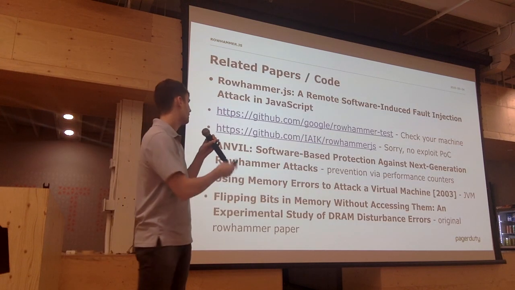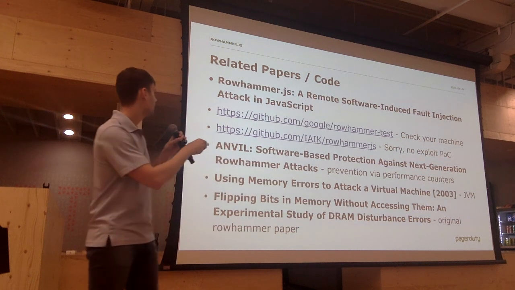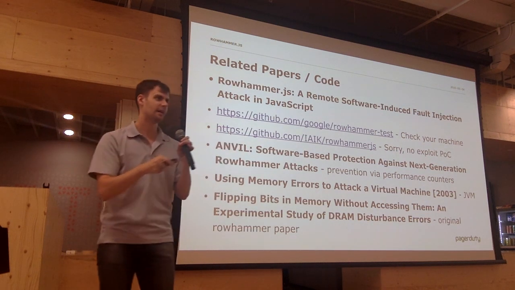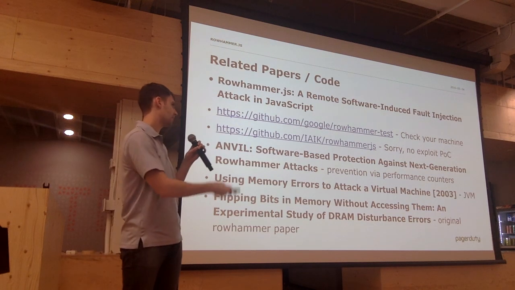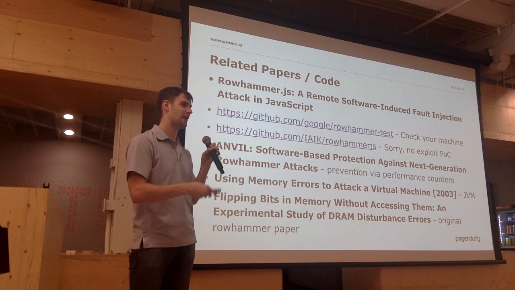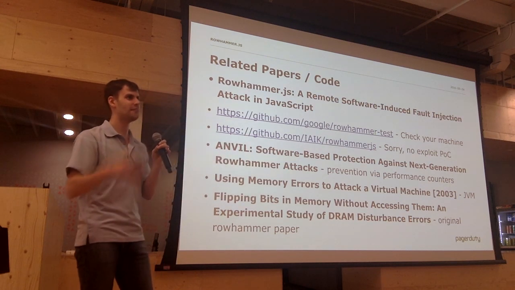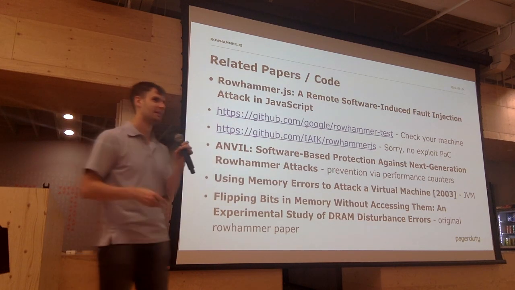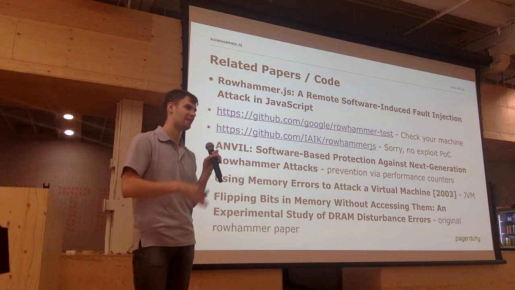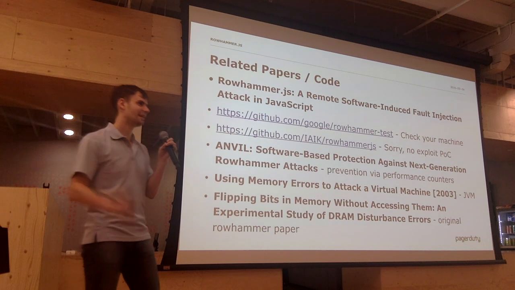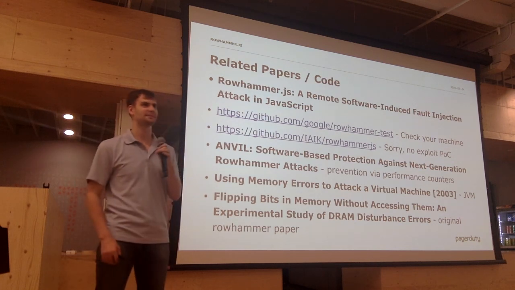And yeah, some related stuff. The only one I'll call out is the second point there. There's some code on GitHub from Google where you can compile it and check your machine to see if it's vulnerable to Rowhammer. You just run it, and it'll keep on going until it finds a bit flip. So run it for a few hours and kill it if it doesn't find one, and you'll be safe. Yeah, so that's what I have. Thanks for listening.